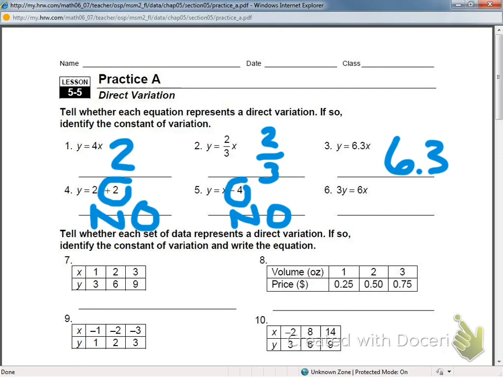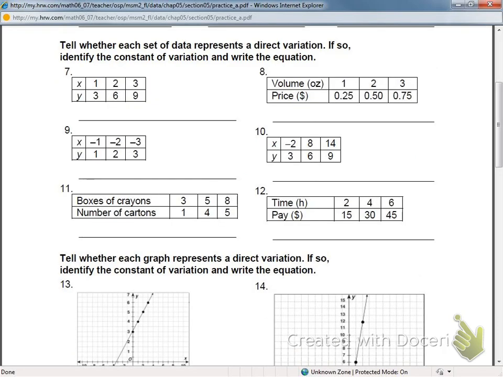On number 6, I have 3y equals 6x. Well, you have to change and get rid of the 3. So what's 6 divided by 3? 2. Excellent job. So 2 is the constant for the direct variation. Okay, moving on to the second part, we need to tell whether each set of data represents a direct variation. If so, identify the constant variation and write the equation.